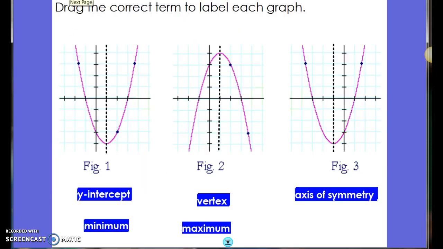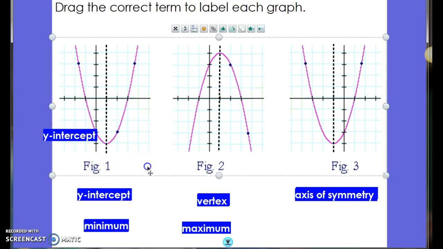Next, we're going to drag the correct terms, our vocab words, to label each graph. So the first graph we're going to look at, we're going to first label our y-intercept. Our y-intercept is where our graph crosses the y-axis. So our y-axis is our vertical axis, which is right here. I'm going to label the graph where it crosses, which is at this point down here, (0, -3). So that point's my y-intercept.